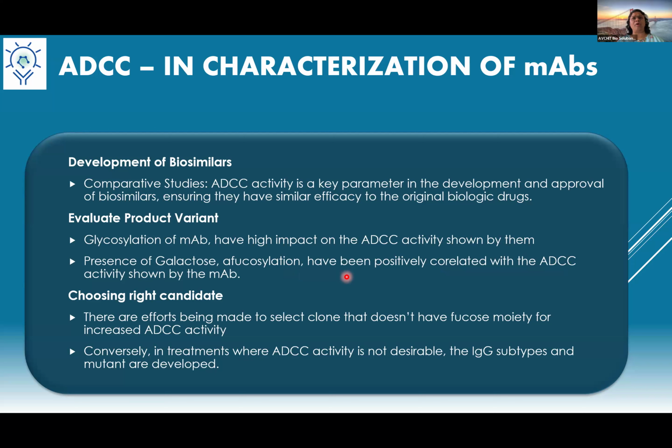It is also important to choose a right candidate. So as we discussed, there could be adverse effect of ADCC, at the same time enhanced activity of ADCC is also recommended. There are efforts being made to select a clone that doesn't have fucose moiety so that we can see increased ADCC activity. And conversely, where the ADCC activity is not expected, different IgG subtypes or mutants are developed where ADCC activity can be reduced.